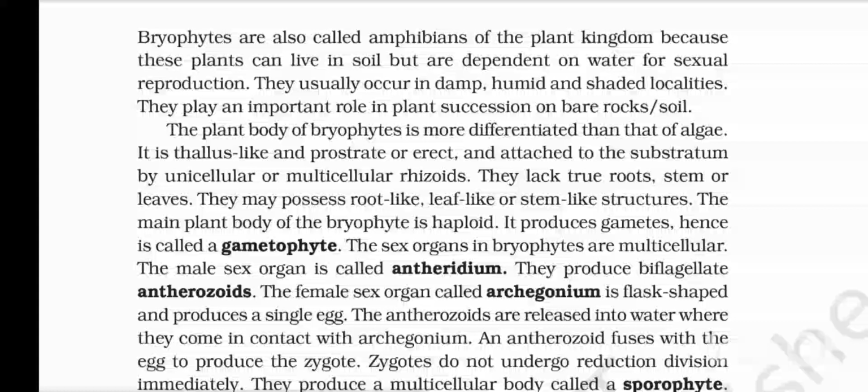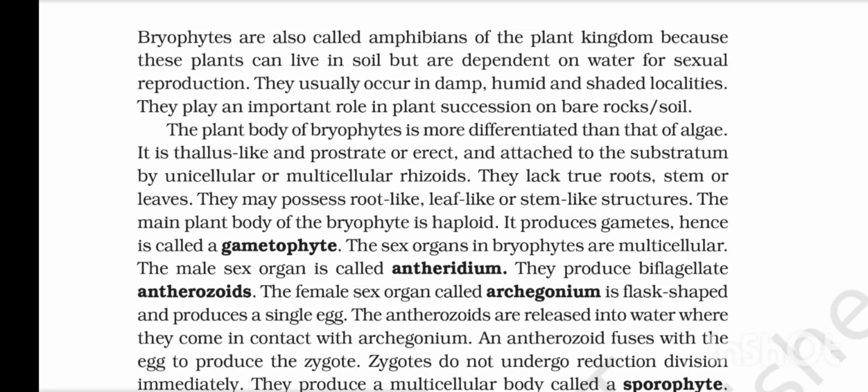The plant body of bryophytes is more differentiated than that of algae. It is thallus-like, prostrate or erect, and attached to the substratum by unicellular or multicellular rhizoids. They lack true roots, stem, or leaves. They may possess root-like, leaf-like, or stem-like structures. The main plant body of a bryophyte is haploid. It produces gametes, hence it is called a gametophyte.